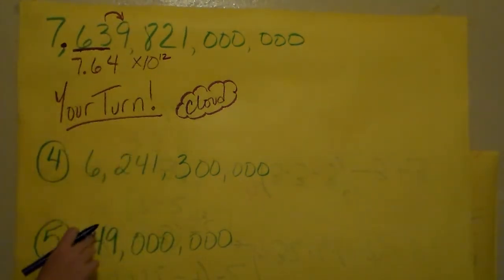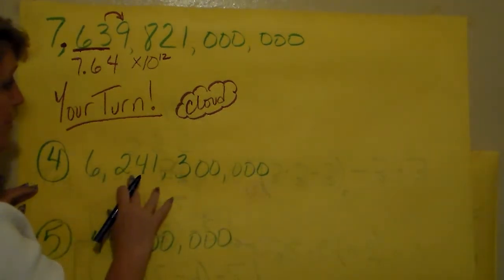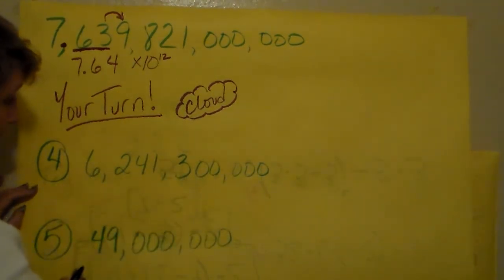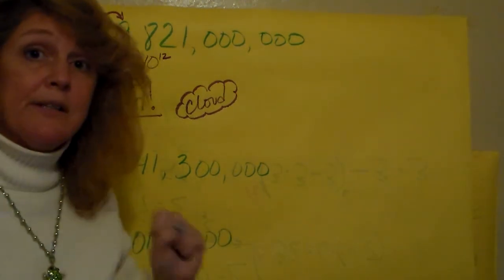So, your turn. You're going to do 6,241,300,000 and you're going to do 49 million. Okay? Hit pause, come back when you're done.